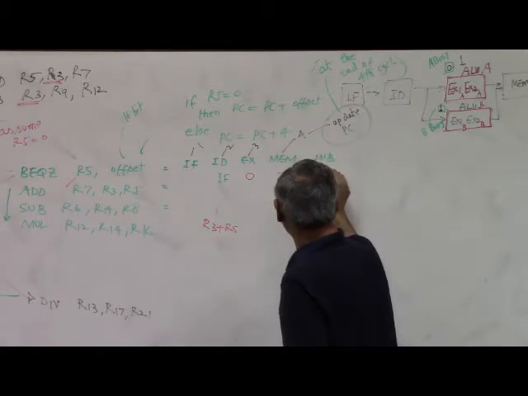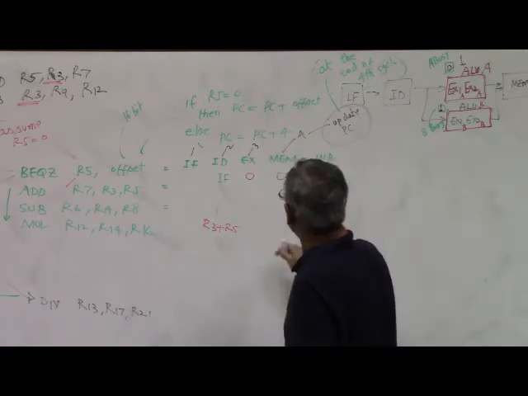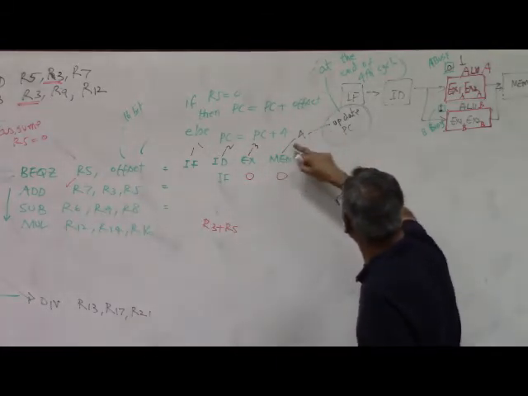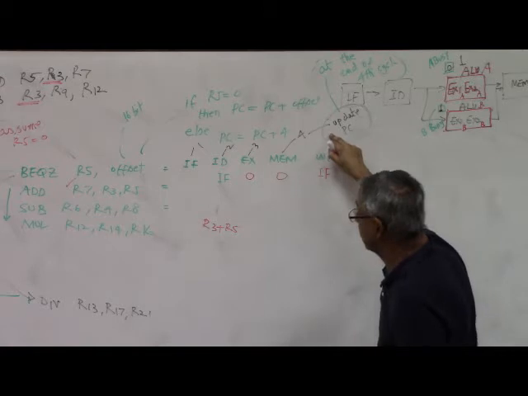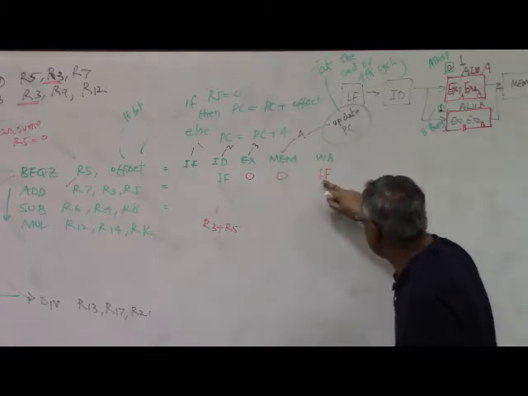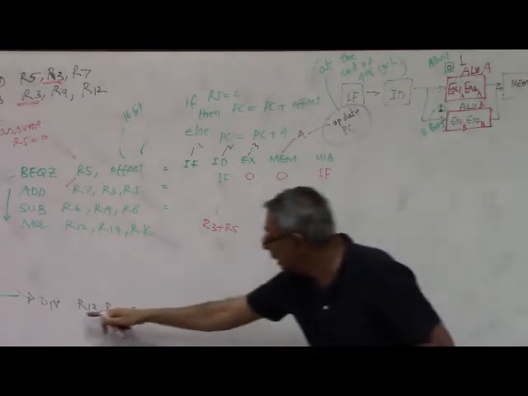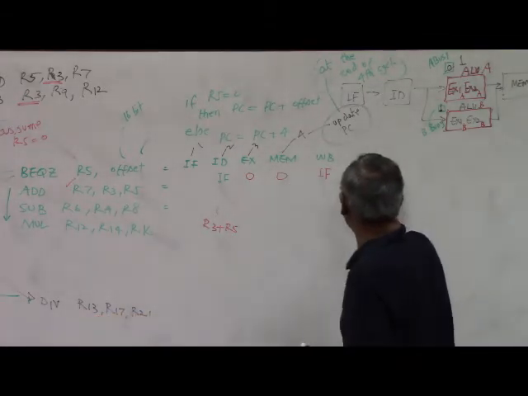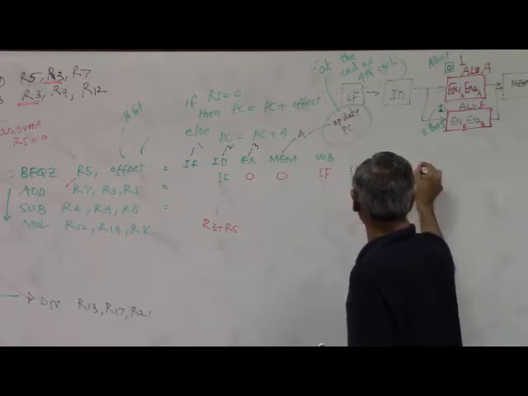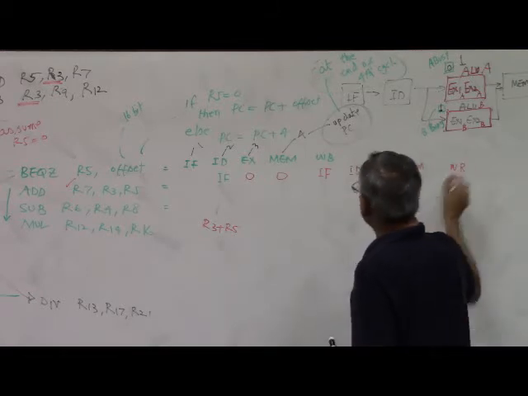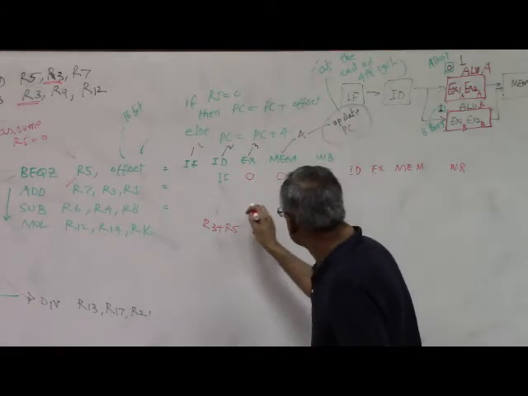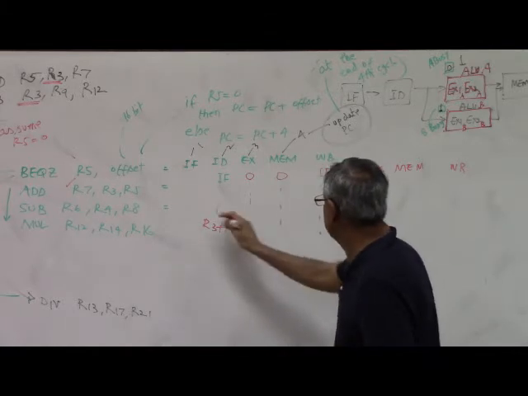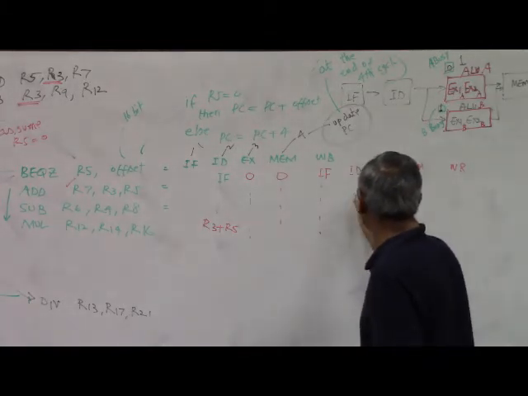After this, we will now fetch again. The reason is that if R5 was 0, remember we are going to update the PC at the end of 4, so it will become 3000. So we have to fetch it again so that it can execute this instruction correctly: IF, ID, EX, MEM, and write back. That means once a bubble occurs, the next instruction has to start again over here.